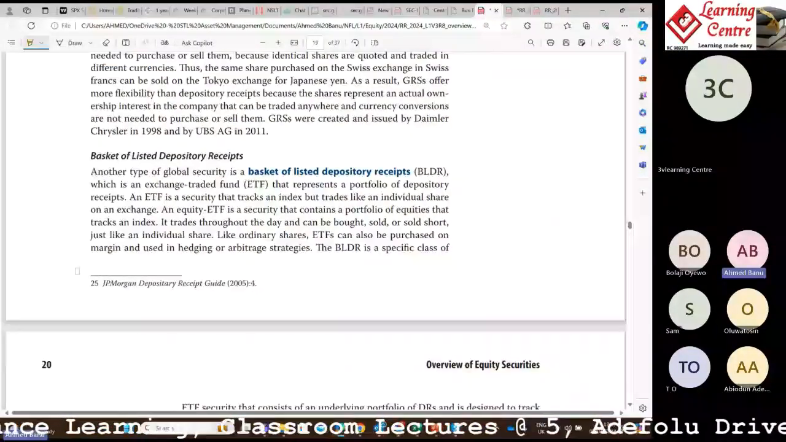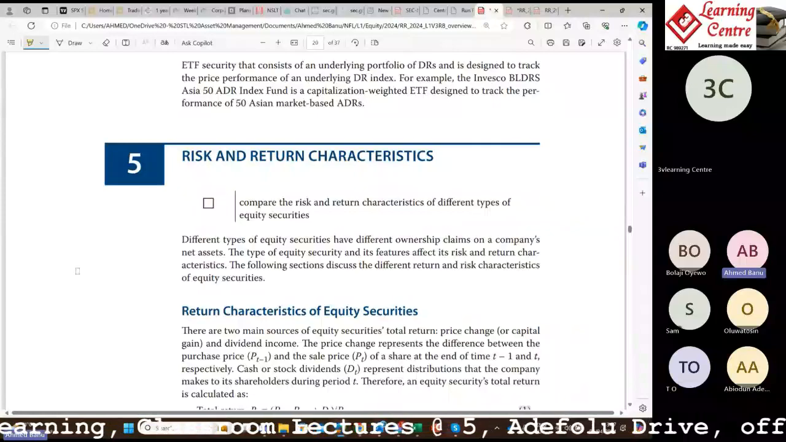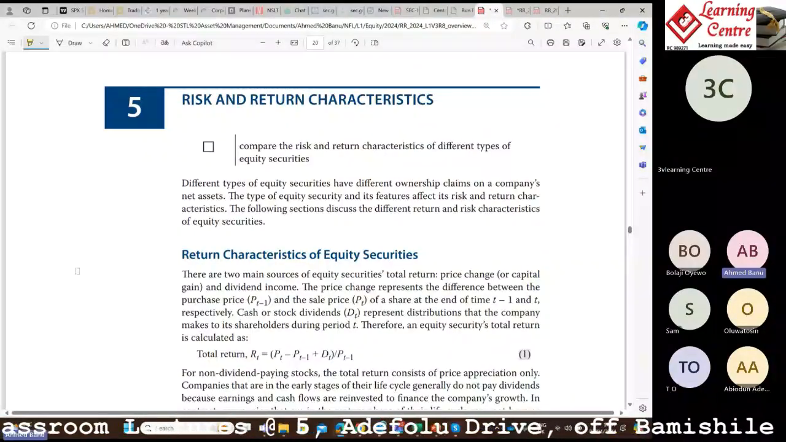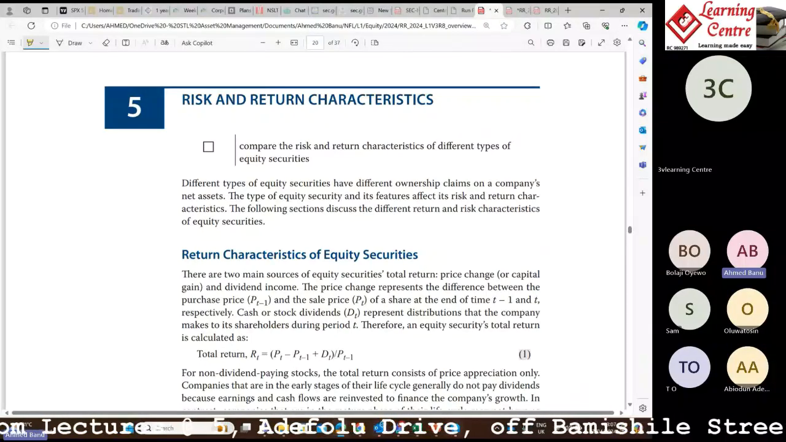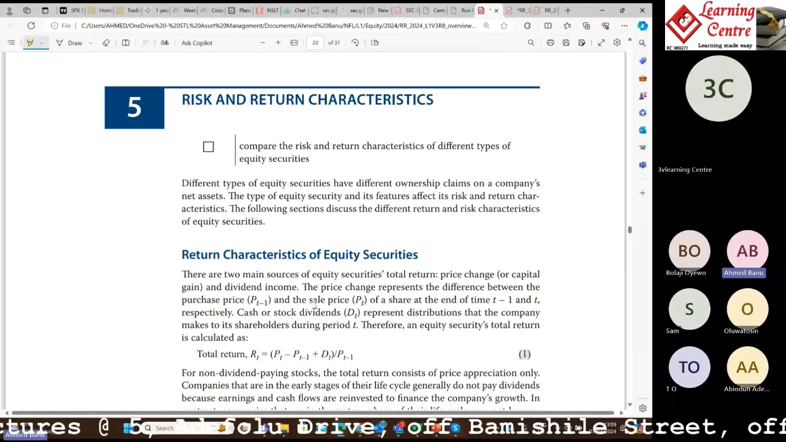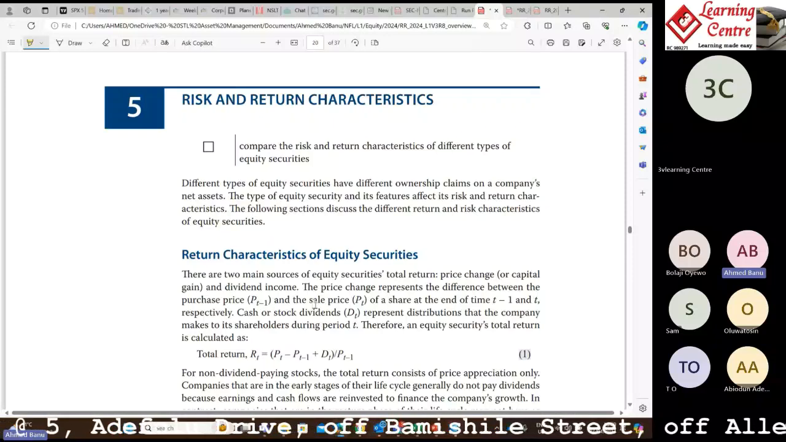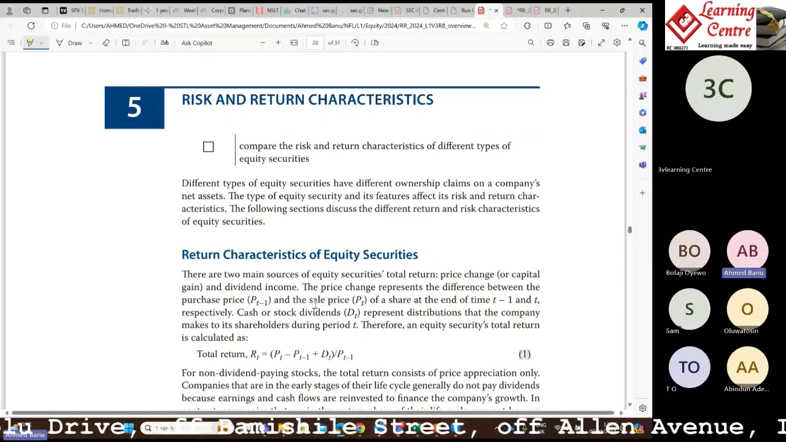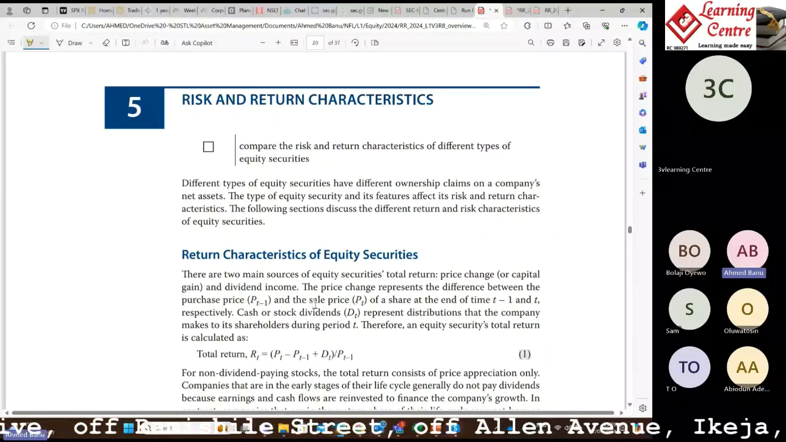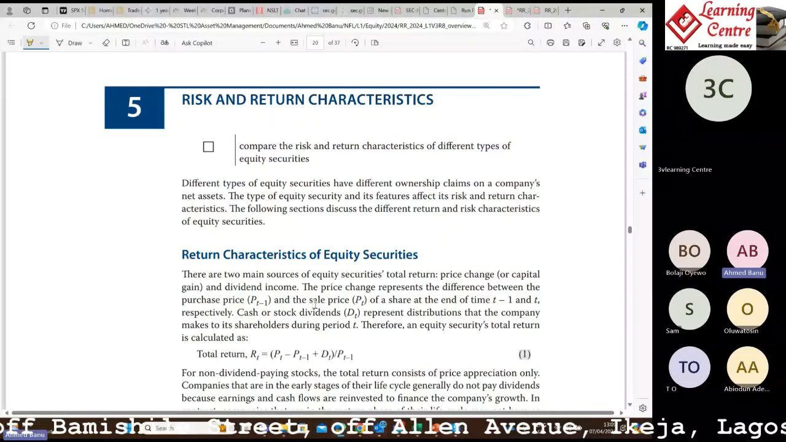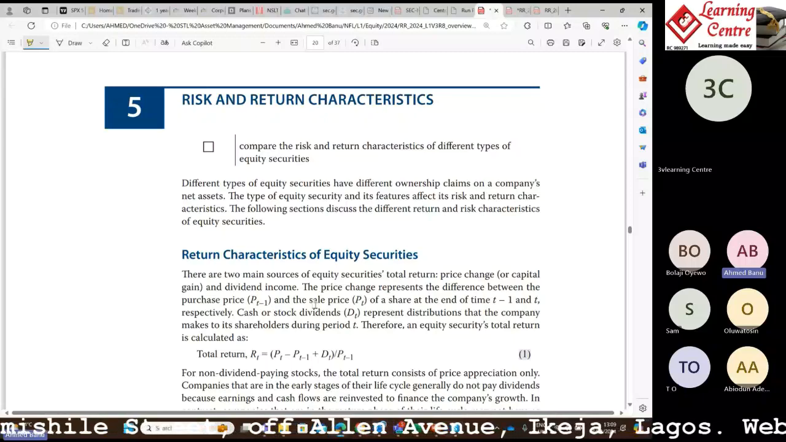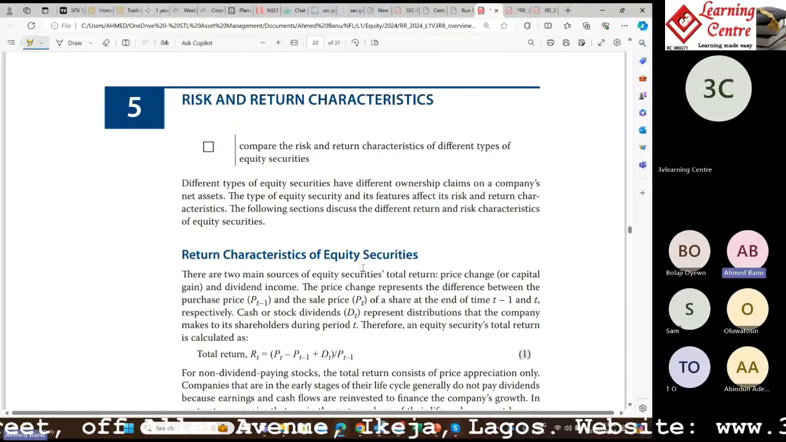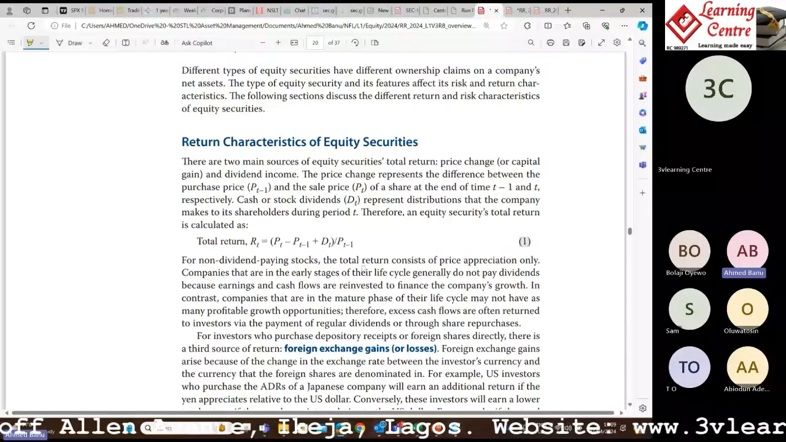Okay. So moving on, risk and return characteristics of equities. Compare the risk and return characteristics of different types of equity securities. Remember, I told you there are two types: preference shares, common shares. But generally, speaking about equities, what are the returns that are attributable to you if you invest in equities?